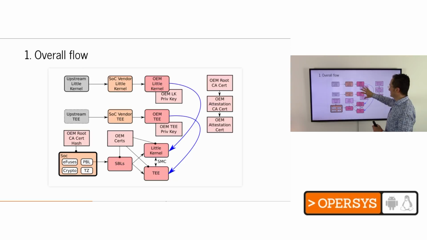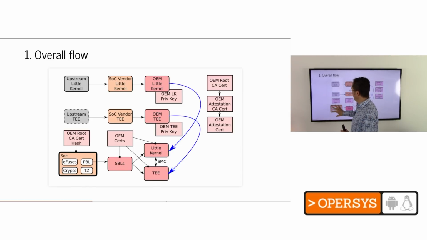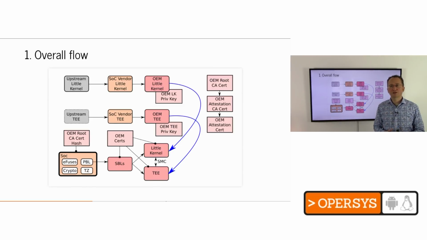Okay, I've tried to color code things here, but I'll walk you through it in as slow a fashion as possible. So we've got this system on chip. This is what we've been talking about here for a few minutes. In the system on chip, I have a few important things. First, I have some eFuses, and I'll mention to you what eFuses are in a bit more detail later on.